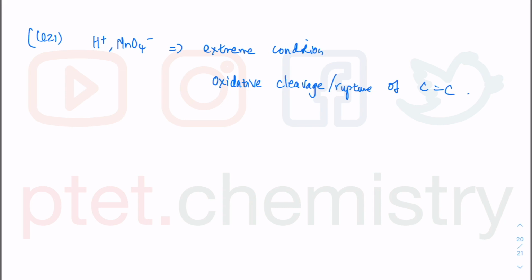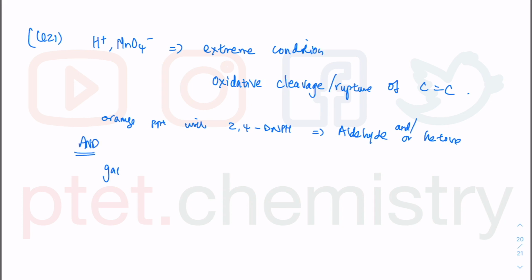And they say the products give an orange precipitate with 2,4-DNPH, and 2,4-DNPH is a test for aldehyde or ketone. Okay, aldehyde or ketone. The other product is a gas. Okay, it's a gas that gives a white precipitate with aqueous calcium hydroxide.